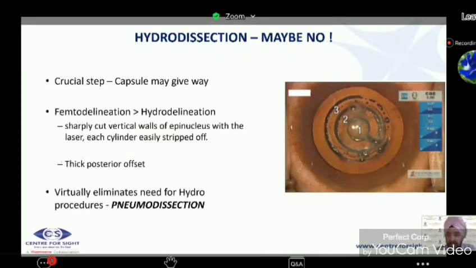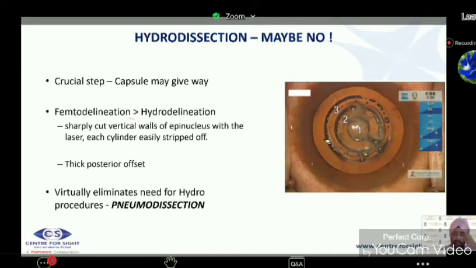Vasavada et al. have said that even if you are looking at a femto or a phaco, you make these concentric rings. So supposing you are doing a phacoemulsification, you remove this central core and then you do a hydrodelineation in situ using small amounts of fluid. Now, femtodelineation, if it has happened, is better than a hydrodelineation because it gives you sharp vertical cuts and gives you a thick posterior offset.